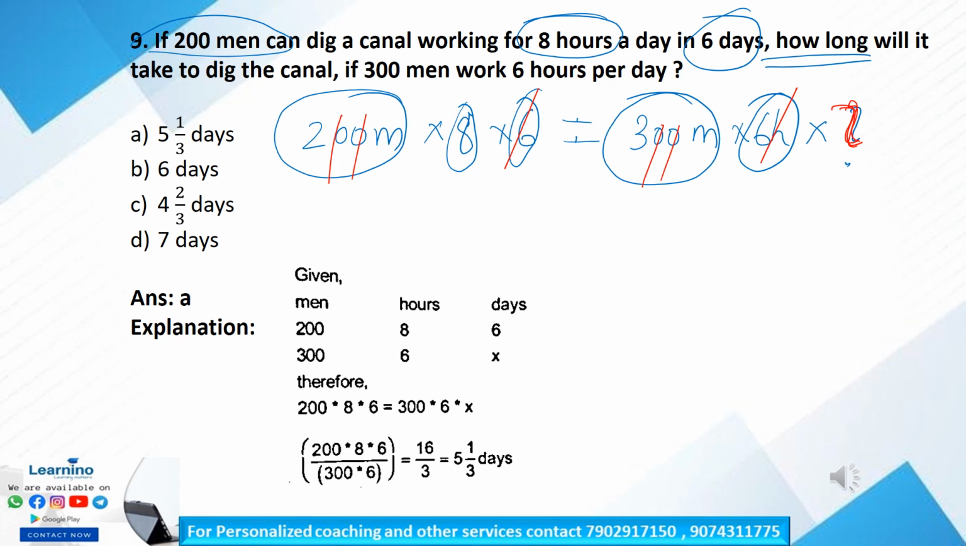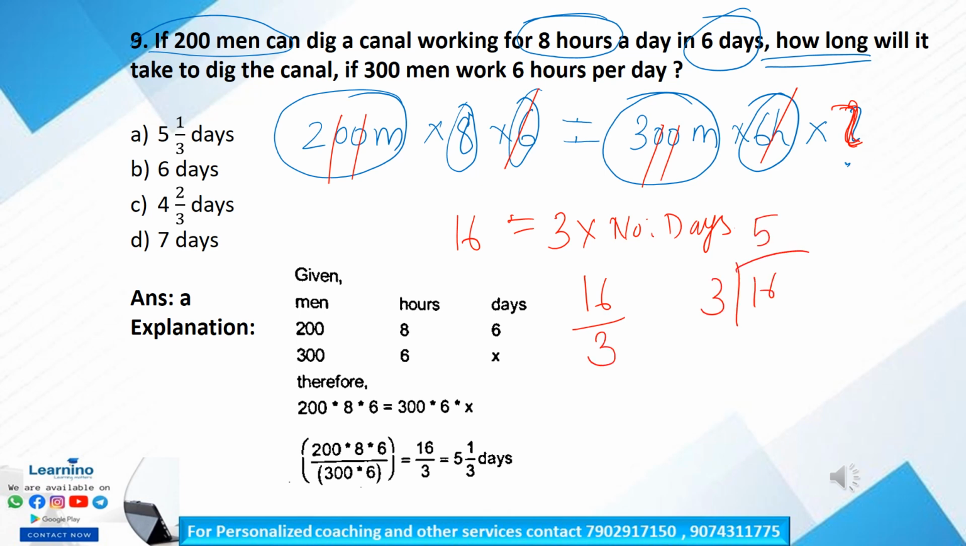So 16 is equal to 3 into number of days. We have to calculate that. So number of days is equal to 16 divided by 3. So what is 16 divided by 3? 5 into 3 is 15. So that is equal to 5 1 by 3. That is 5 1 by 3. Option A is our correct answer. Clear? So next question, question number 10.